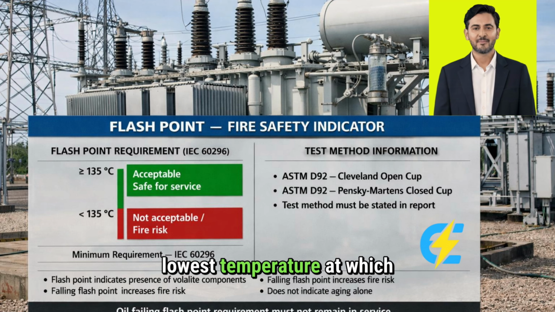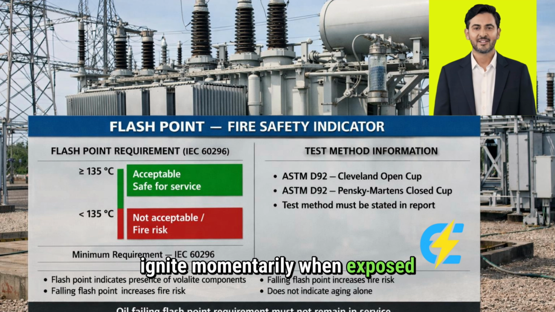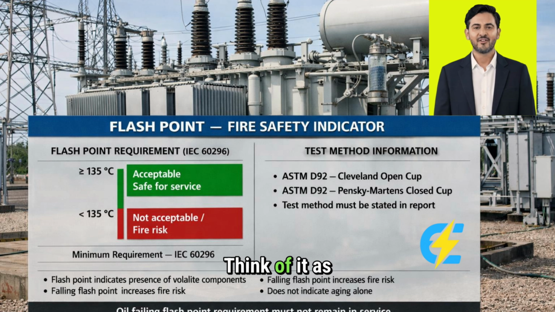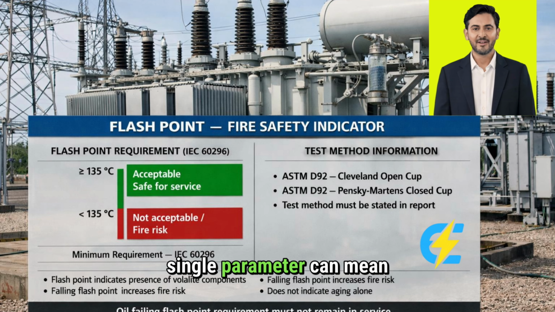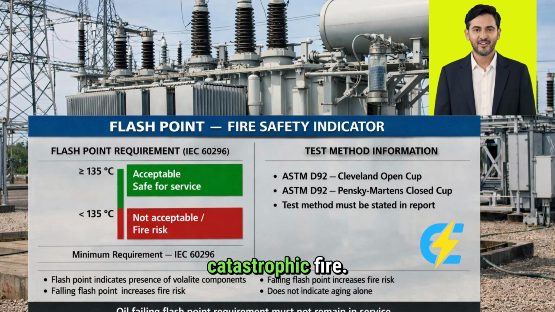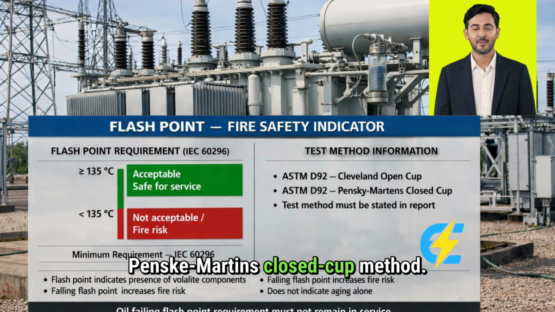Flashpoint is the lowest temperature at which transformer oil vapors will ignite momentarily when exposed to a flame. Think of it as your early warning system for fire risk. This isn't about sustained combustion. It's a warning temperature that tells you how volatile your oil has become. And in the world of transformer safety, this single parameter can mean the difference between a manageable fault and a catastrophic fire.